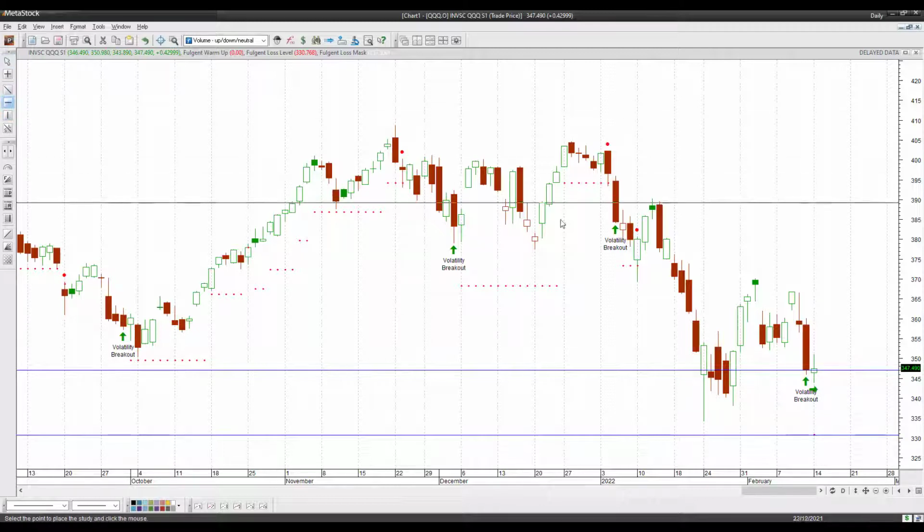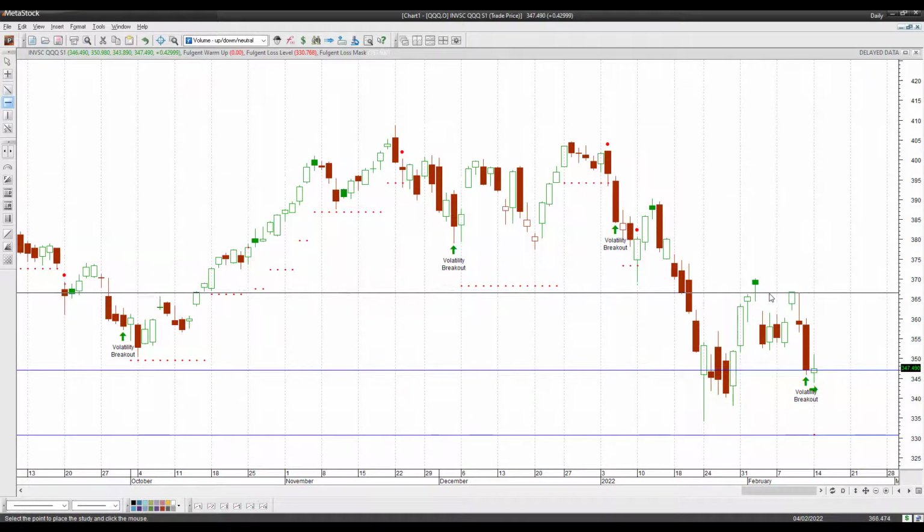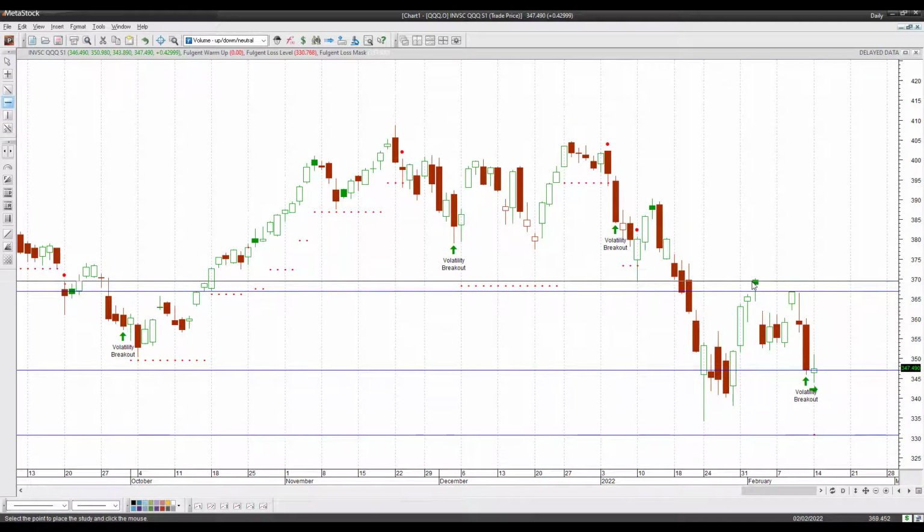Upside resistance targets would be these old highs there, that cluster of highs there. So it will be interesting to see if we're going to get through these levels. But so far so good. A fantastic trade setup, volatility breakout coming. And we can see you've got to be quite quick with these volatility breakouts.